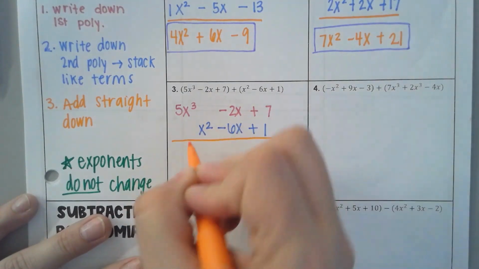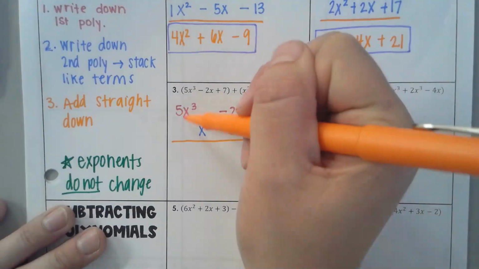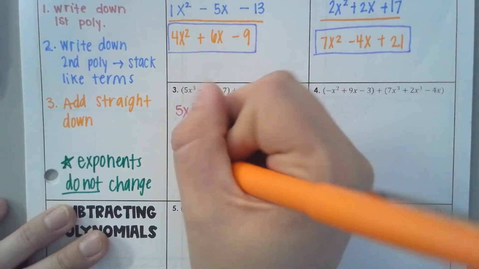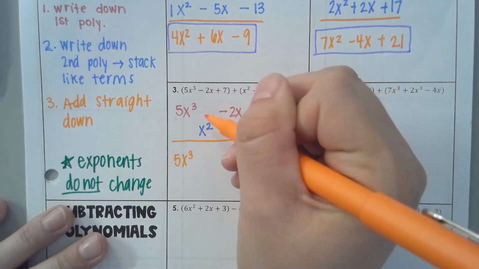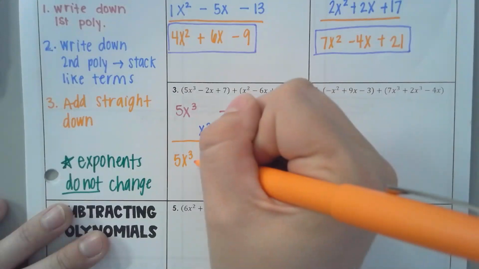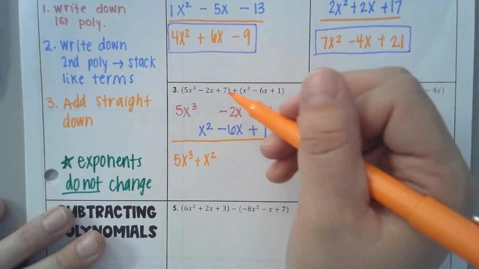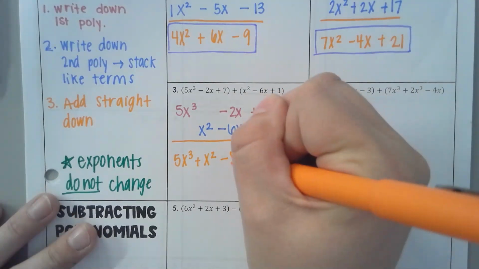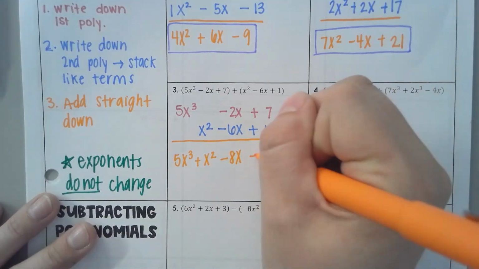And we're going to add straight down, combine our like terms. So I don't have anything to add there. So just bring down the 5x cubed plus x squared. What's negative 2 plus negative 6? Negative 8x. And 7 plus 1? 8. Plus 8. Good.